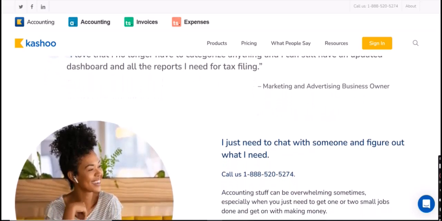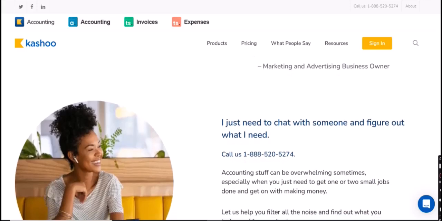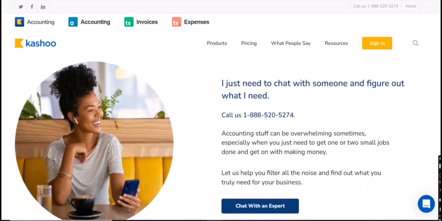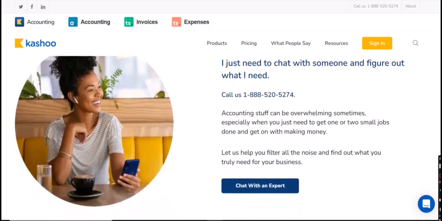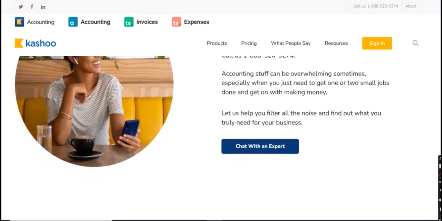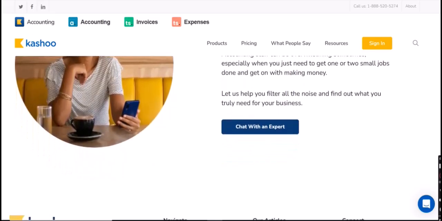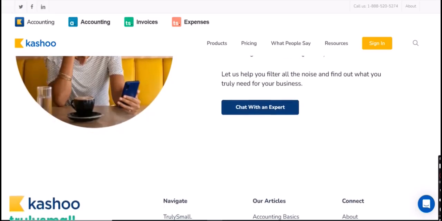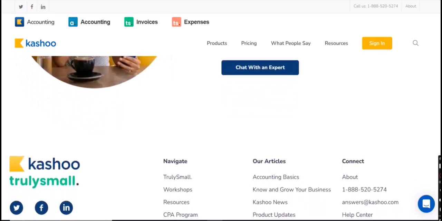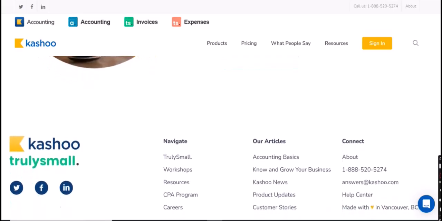Reporting. Kashoo offers several standard financial reports, such as income statements, profit and loss, balance sheets, and cash flow statements. These reports provide a snapshot of your business's financial health. While the reporting might be more basic compared to more advanced software, it covers the essential reports needed for most small businesses and for understanding fundamental financial reporting in an educational context.